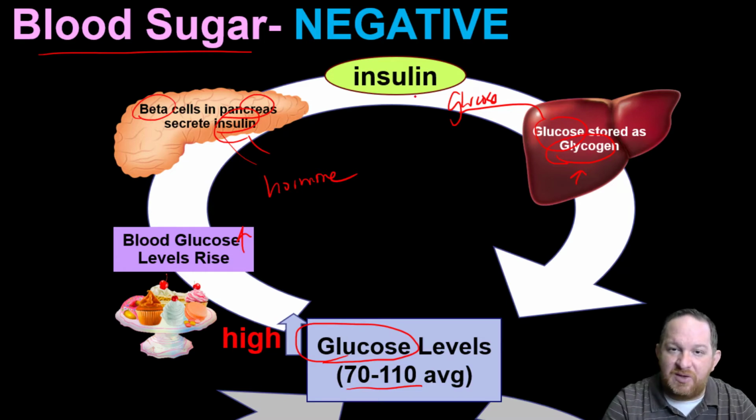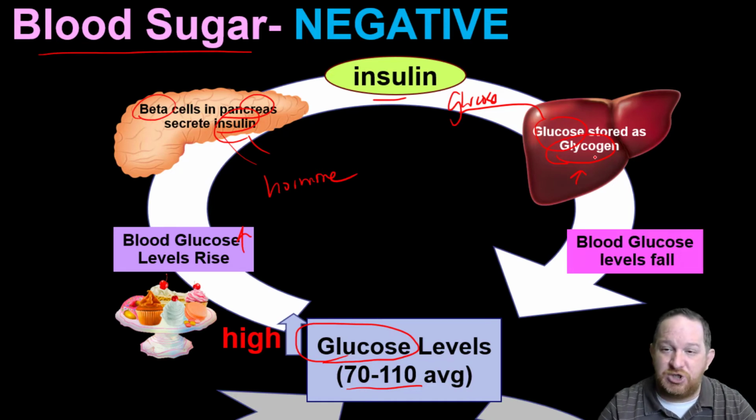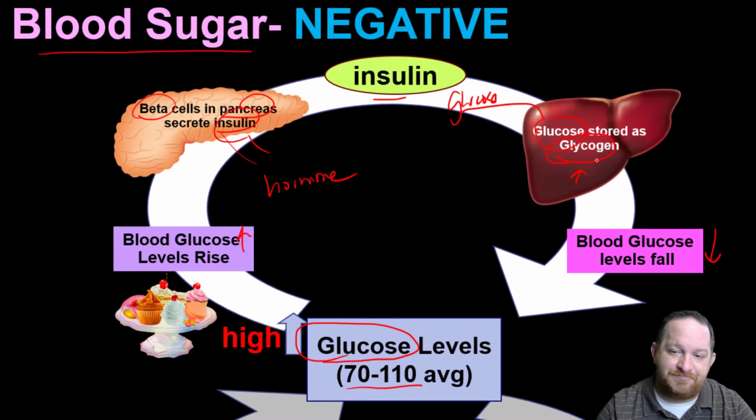So the insulin, in a way, was the hormone signal to take the glucose out of the bloodstream and store it as glycogen. That means then, because we've taken the glucose out of the bloodstream, that the blood glucose levels in the bloodstream will fall. Okay? So insulin was the hormone that takes glucose and converts it to glycogen.